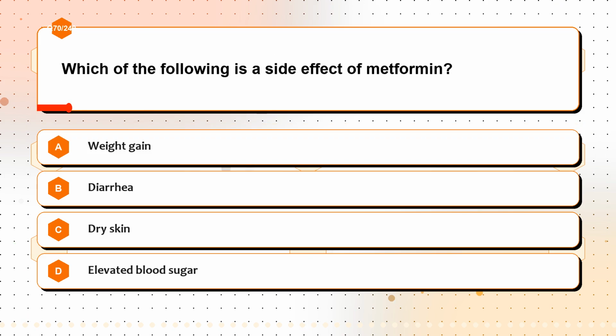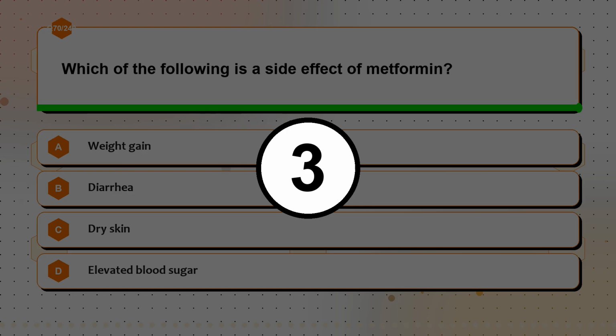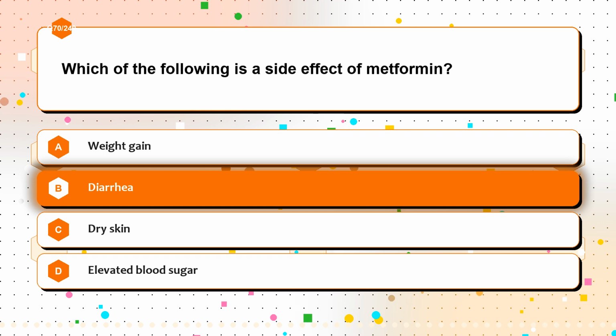Question 70. Which of the following is a side effect of metformin? Here are the options. Option A, weight gain. Option B, diarrhea. Option C, dry skin. Option D, elevated blood sugar. The correct answer is option B, diarrhea.